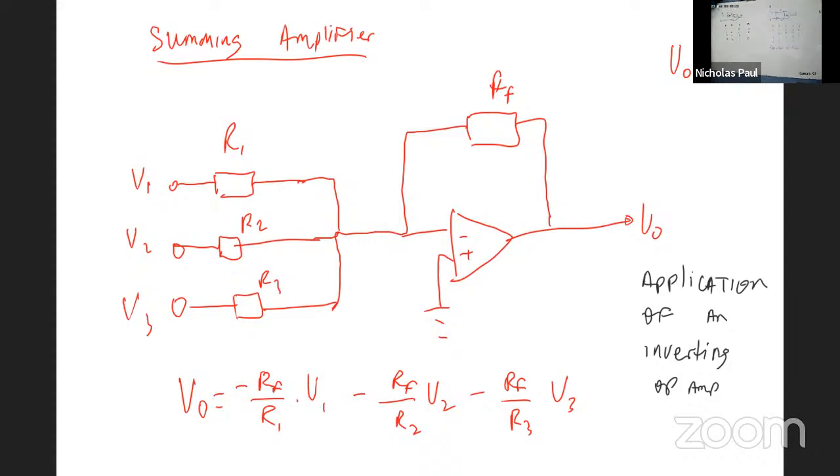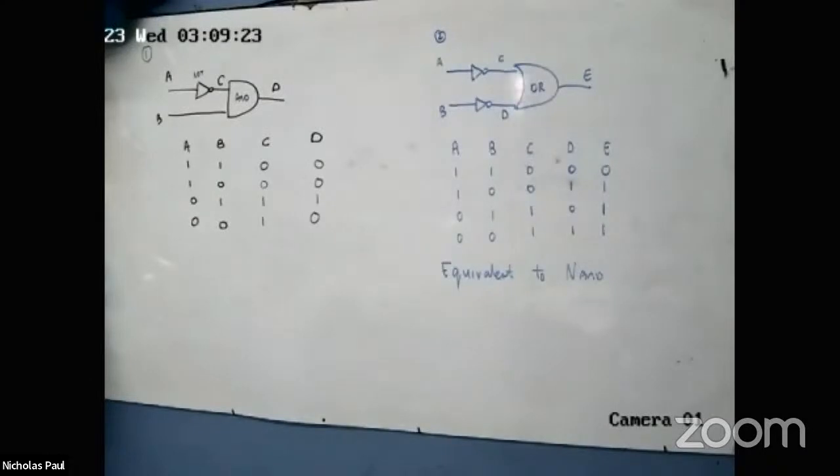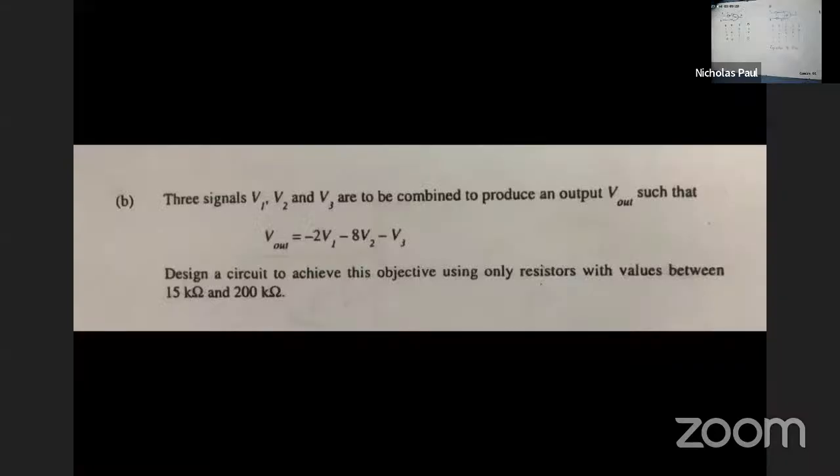Right, so that is your summing amplifier. Let's put some numbers to it and see if we can design one. So in 2006, that's the same year we did earlier. Look at what they gave us. They gave us 3 inputs, V1, V2, V3, and they could be combined to produce V out. They want us to design a circuit to achieve this using resistors between 15 and 200 kilo ohms. So of course we know there are 3 inputs, 1, 2, 3.